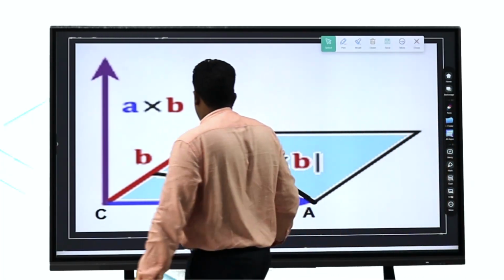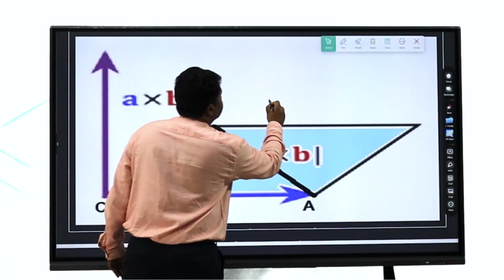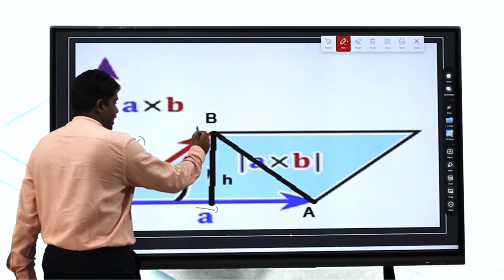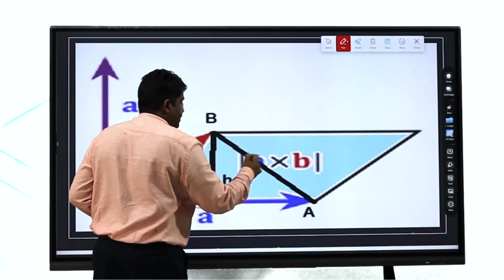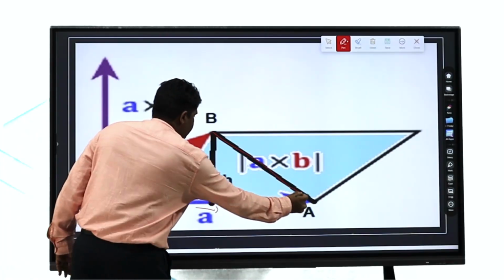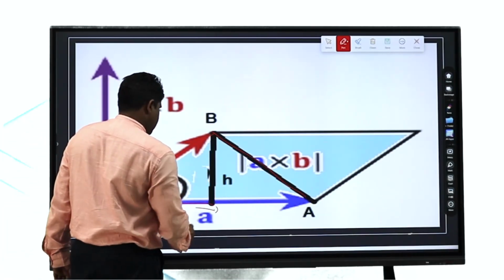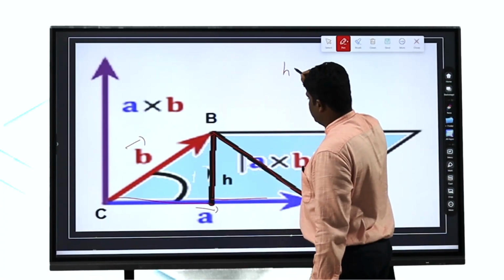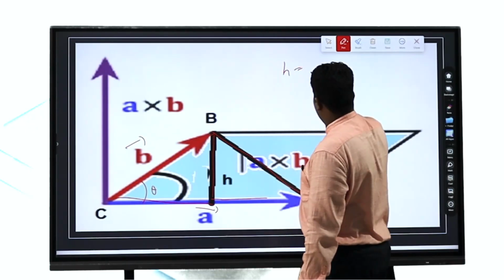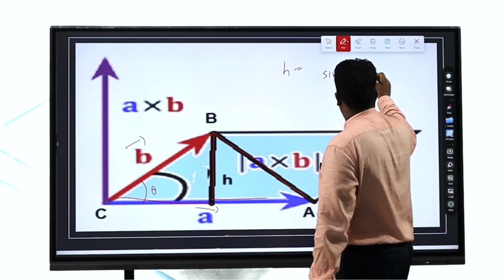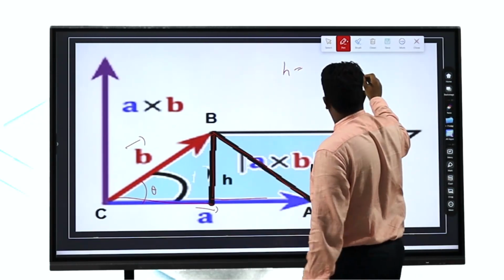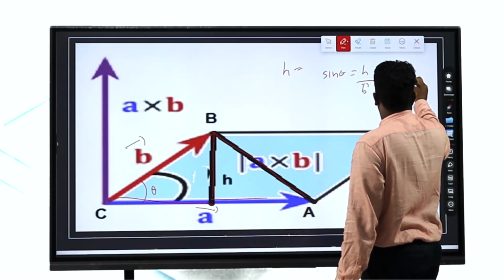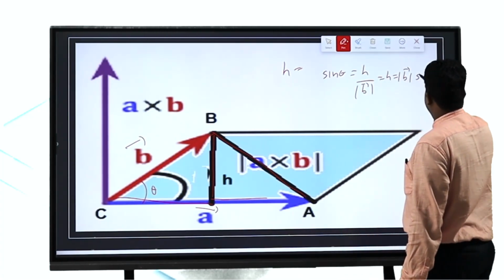Here, B and A are the adjacent sides of this triangle, and we have the area of the parallelogram is A cross B. And then what about the area of this triangle? This is H. When this is theta, we have sine theta equal to the opposite side H by the hypotenuse. The hypotenuse is B, which gives H equal to the magnitude of B into sine theta.